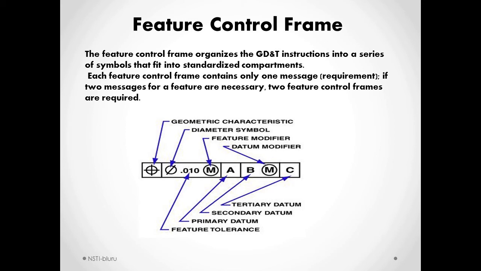If there are more than two requirements, or we are going to measure a component with 2 or 3 tolerances, then we have to go for the composite tolerance feature. So let us see here the feature control frame.